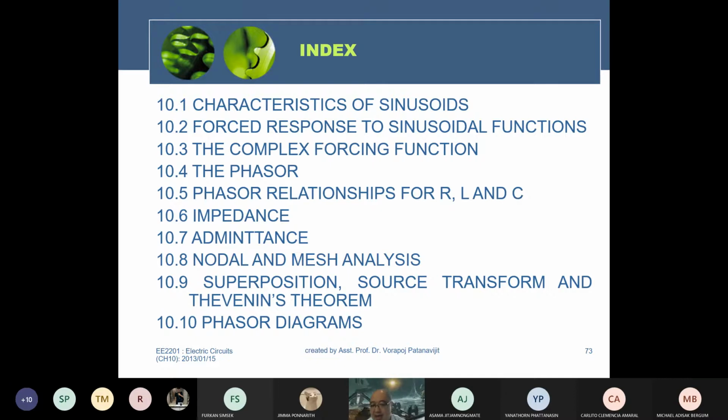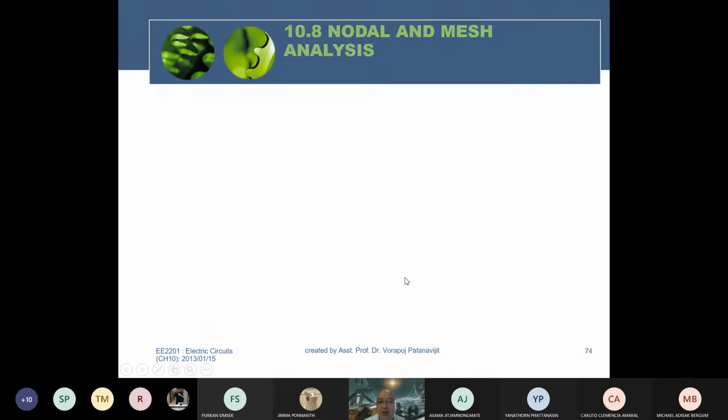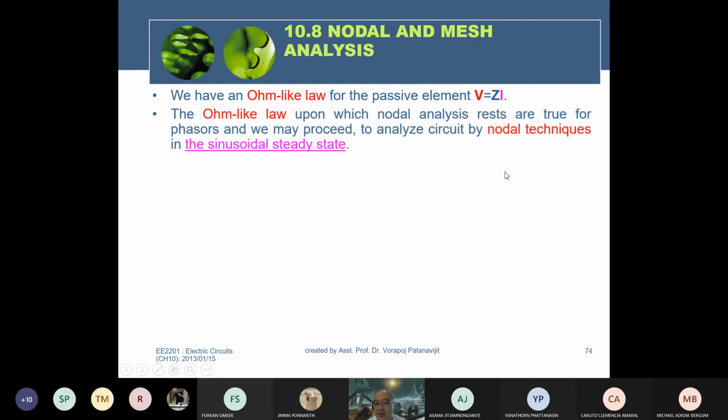We will extend the idea to more complicated analysis methods, such as nodal analysis and mesh analysis, in this section. For this, we have Ohm's law for the Phasors for the passive element, V equals I times Z. Ohm's law, upon which nodal analysis rests, is true for the Phasor, and we may proceed to analyze the circuit by the nodal technique in the sinusoidal steady state.